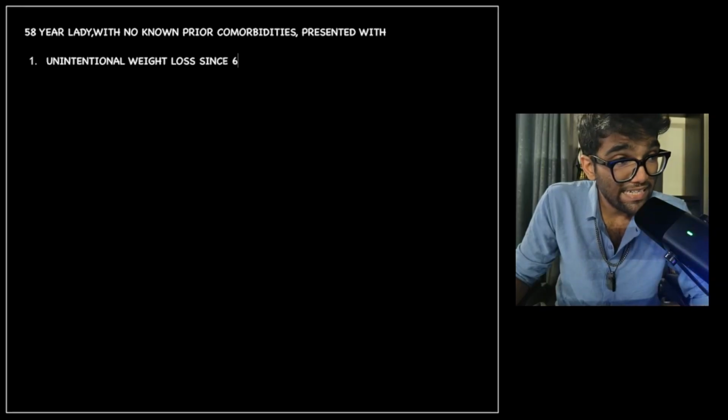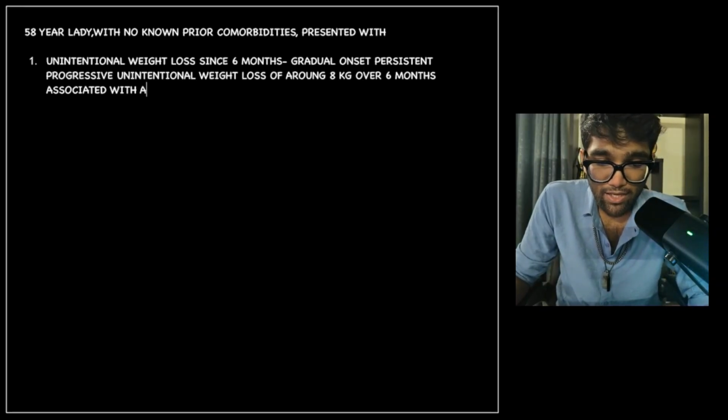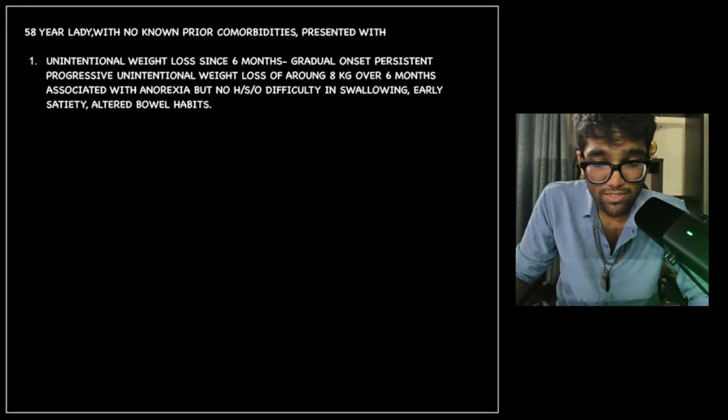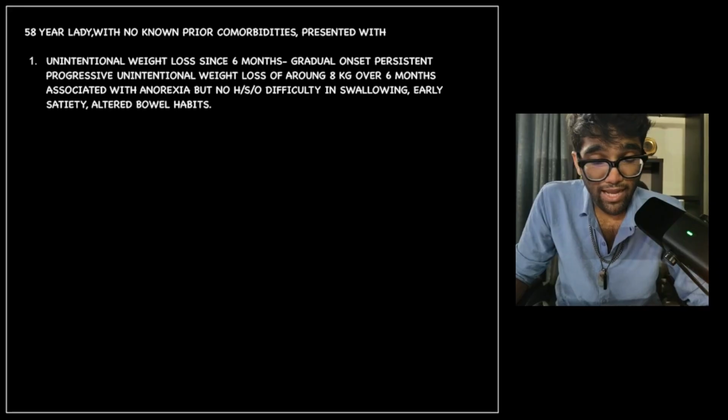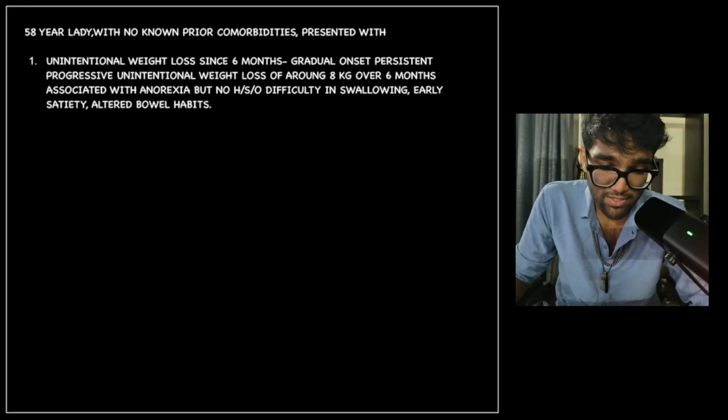So the patient had presented with unintentional weight loss. This was for the last 6 months. It was gradual in onset, persistent, and progressive. Unintentional weight loss of around 8 kgs. Her baseline weight was around 70 kgs, so this is more than 10% of her baseline weight, and this weight was lost over 6 months.